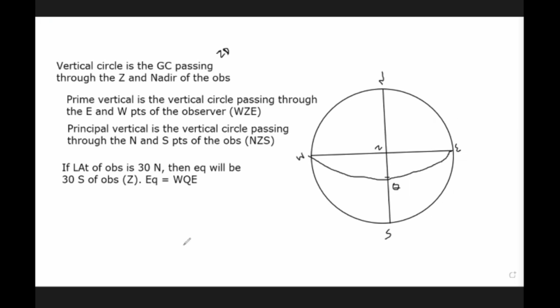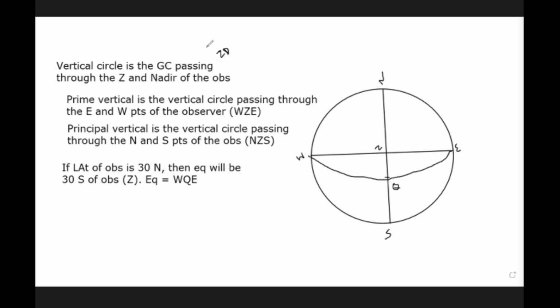Okay. Now, what is the definition of declination? Who can tell me? Sir, it is the arc of the meridian on the celestial sphere, or the angle between the equinoctial and the declination circle passing through the body. Arc of the meridian again. So this is the meridian.